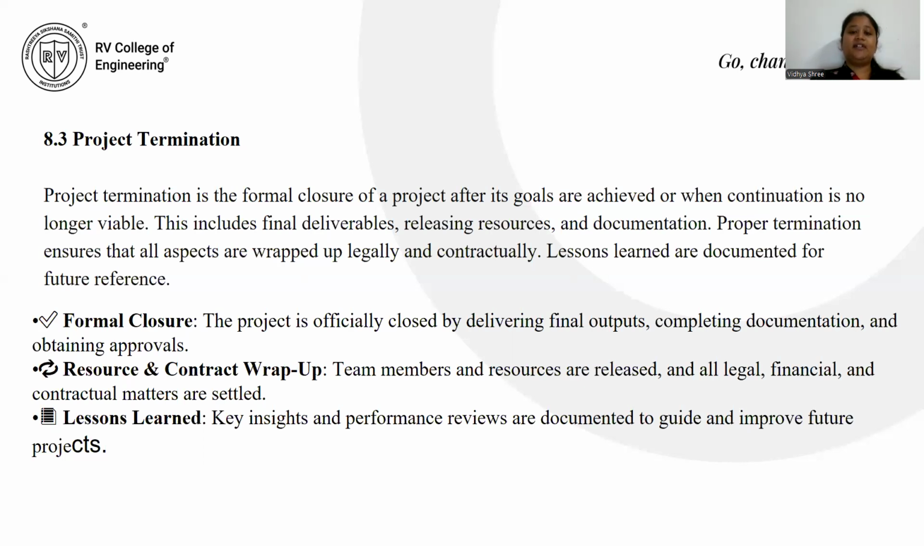The key takeaways are formal closure, where the project is officially closed by delivering a final output, completing documentation, and obtaining approvals. Resource and contract wrap-up, where team members and resources are released and all legal, financial, and contractual matters are settled. And lessons learned, where key insights and performance reviews are documented to guide and improve future projects.